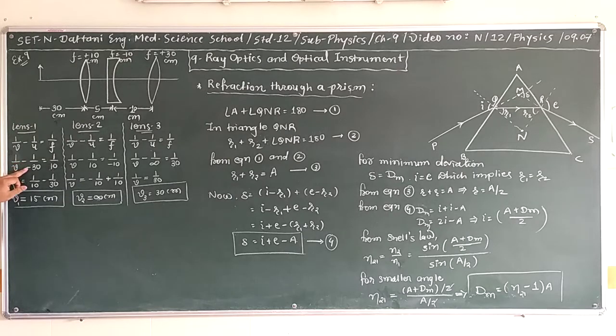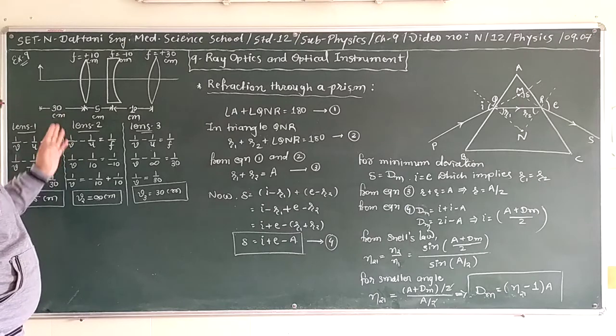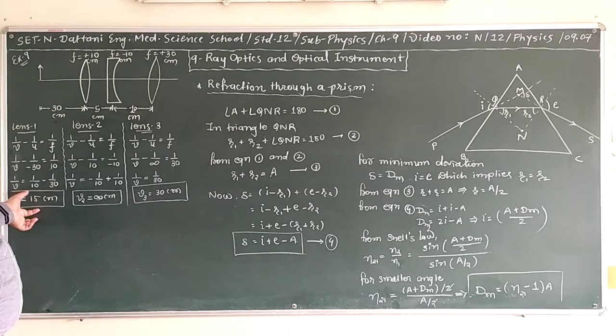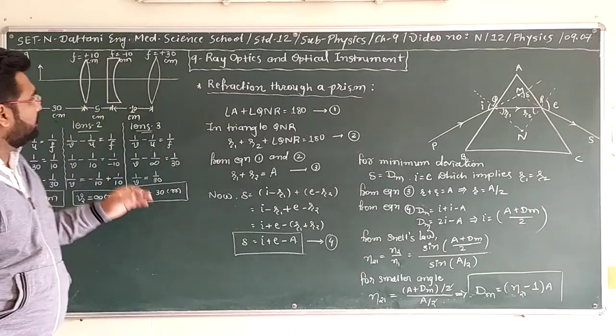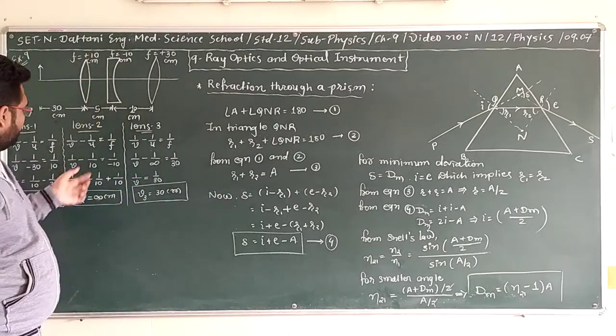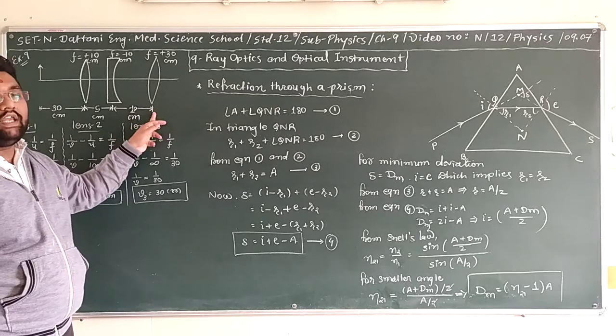So minus and minus will be plus. So 1/10, and this will be on the right side, so that will be negative, minus 1/30, and the answer we get is 15 centimeter. Because our answer is positive, the image will be formed on the right side of the lens, at a distance of 15 centimeter.